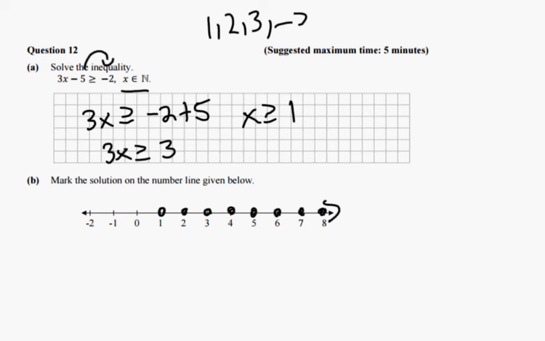Okay. What happens if I change the question to this? What happens if I got rid of the equal sign at the start of the question? What would the answer change to? Would the 1 be included? If it's bigger than 1, it can't be equal to 1. Exactly. But before it was equal to 1, so we had to include the 1. If there's no line underneath the greater than sign, you don't include it. Okay?